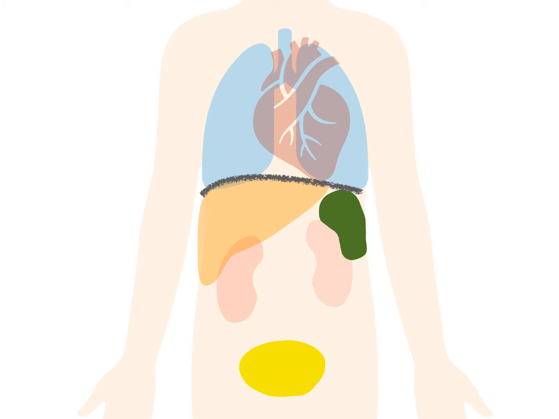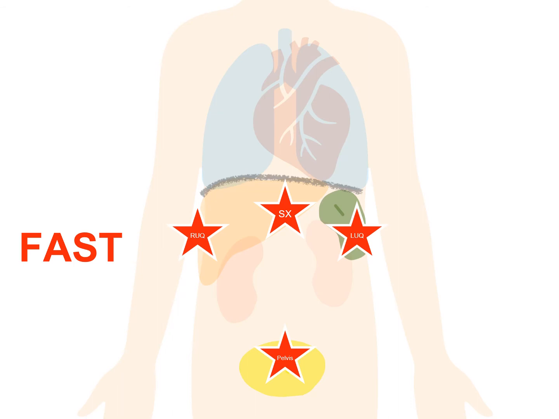So the FAST and eFAST: the FAST has 4 views, the eFAST adds 2. So the traditional FAST exam is the right upper quadrant, left upper quadrant, subxiphoid and pelvis views, and then to make it an eFAST, you add 1 view of each lung.